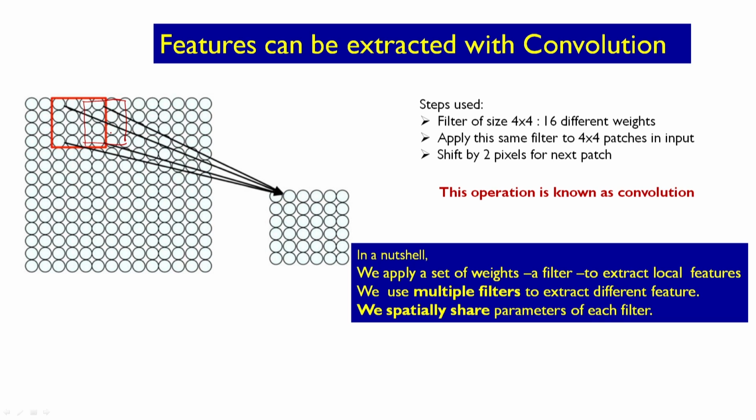So, the advantage of this is that you are not applying your filter or the neural network over the whole image. You can decide how small a patch you will use. You can use a 2 by 2 patch also, that depends on your computational power, architecture, whatever you have. We can apply a set of weights or filters to extract these local features. You can use multiple filters to extract different features, and we share parameters for each filter. So, these are all things you can do with that.